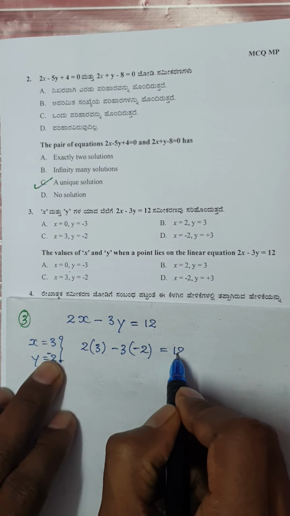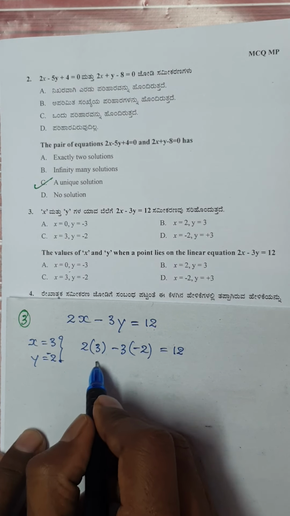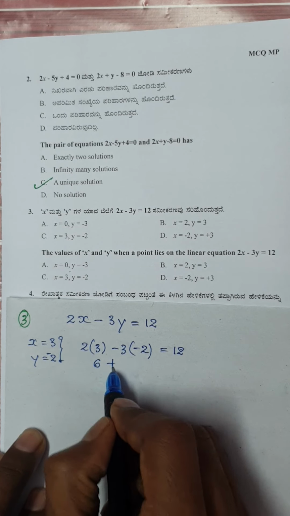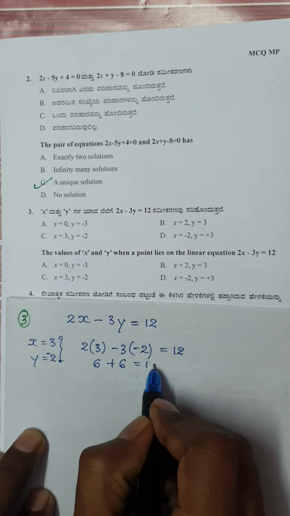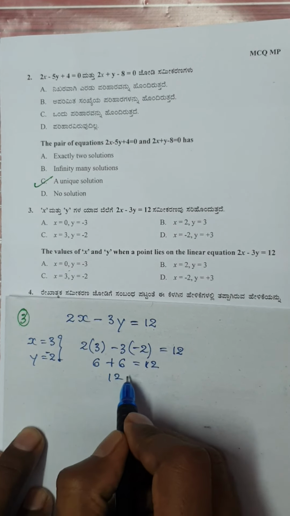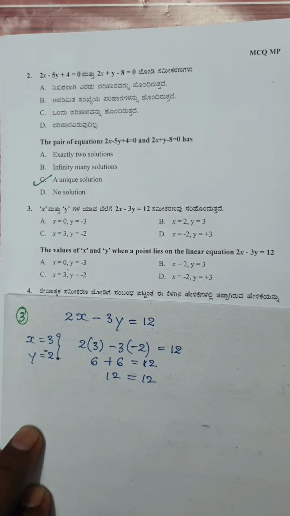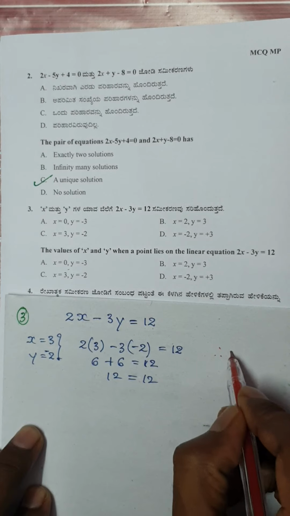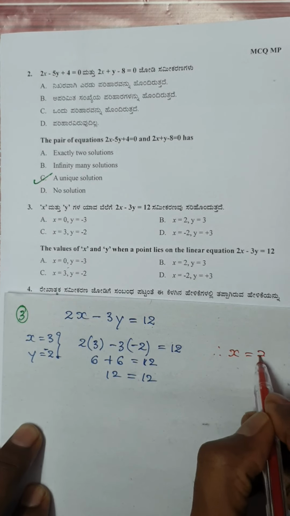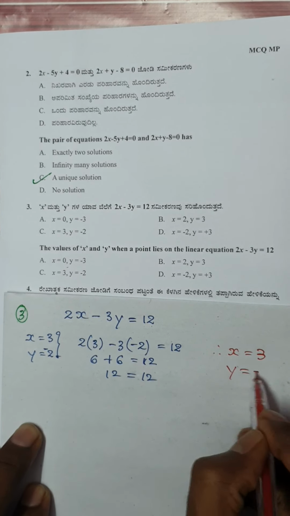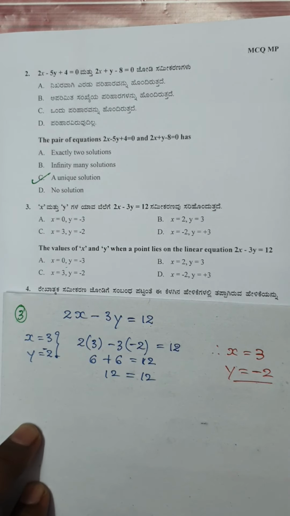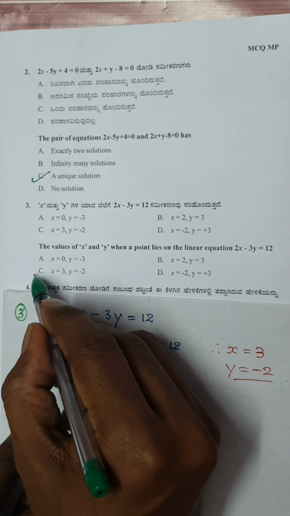Check whether the right hand side and left hand side are equal. 2 3s are 6, minus of minus is plus, 3 2s are 6. This is equal to 12. Definitely 6 plus 6 is 12, equal to 12. So this is the right option. Therefore the right option is x equal to plus 3 and y equal to minus 2. I just checked with option C.